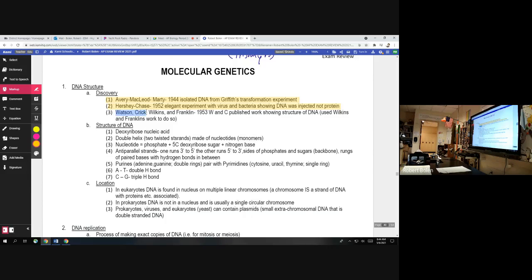So Watson and Crick, 1953, they published the structure. And we know the structure, it's a double helix. It's made of two strands of nucleotide monomers. Make sure you know your nucleotides, what they look like. You have your phosphate, the sugar, and the base.